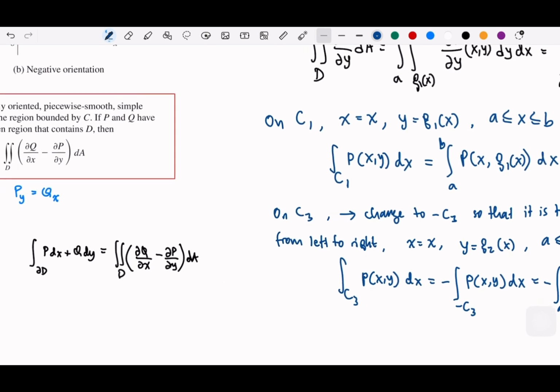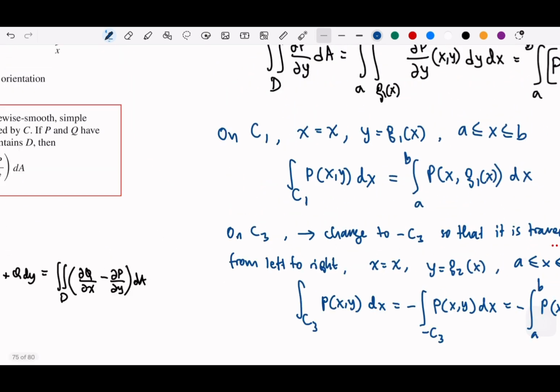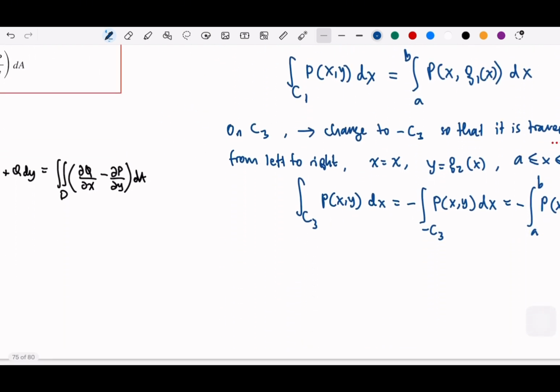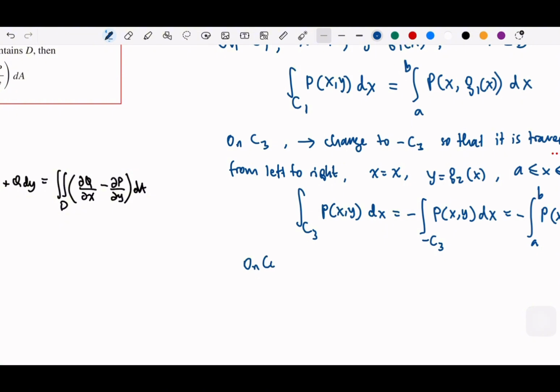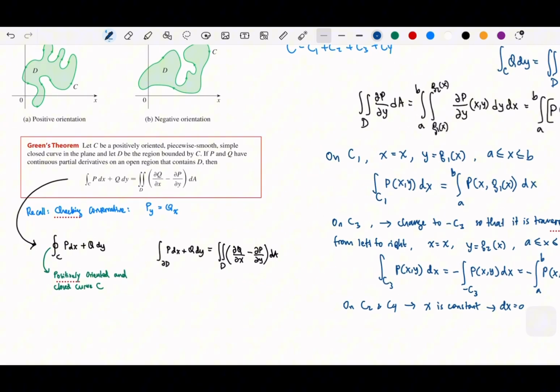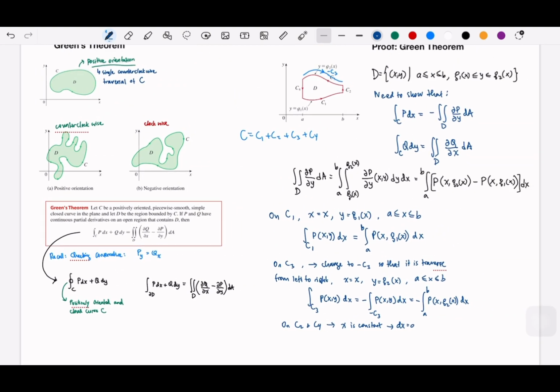For C2 and C4, they are only constants, right? So we can say that on C2 and C4, x is constant, so dx is 0. So nothing, right? Because in the integration it will be multiplied by 0.